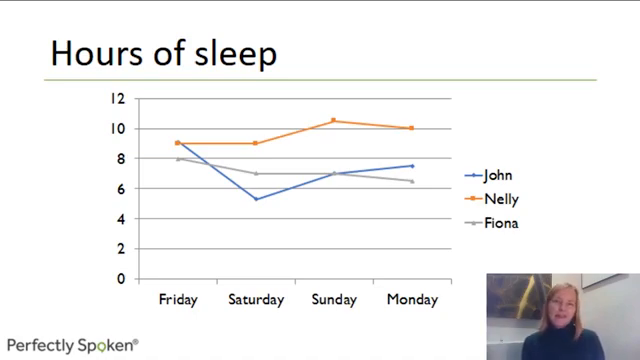Which one do you think is 18 years old? Yes, John. John is 18 years old. So on Saturdays, he goes out, so he doesn't sleep a lot. Okay, and which one do you think is 7? Yes, Nellie is 7. That's why she sleeps more. And Fiona is the mother. So Fiona is the mother, John and Nellie.